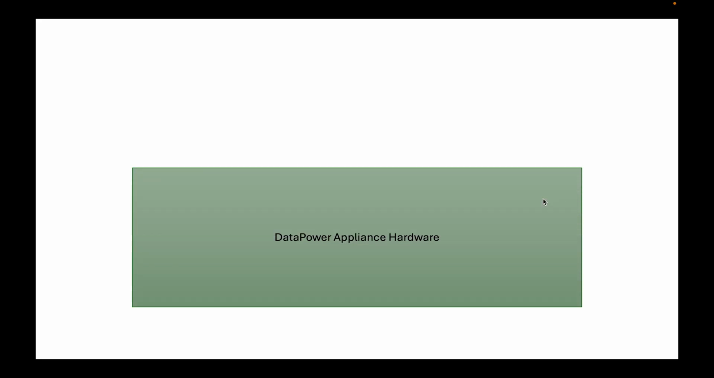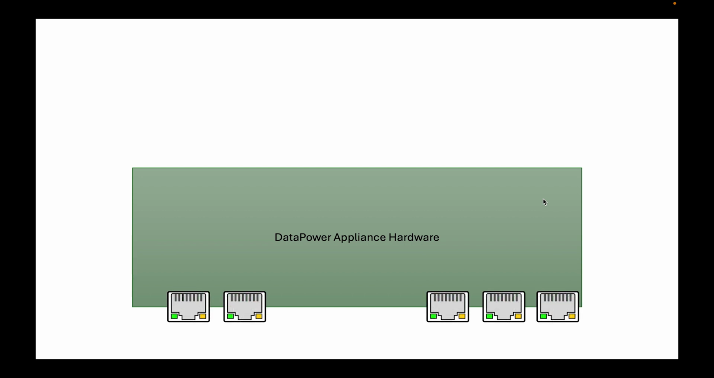When you purchase a DataPower appliance, you get hardware. Of course, every computer has hardware. As part of hardware, you have computing resources like Ethernet interfaces, RAM, hard disk space, processors, and a few more. Every computer consists of these hardware resources.